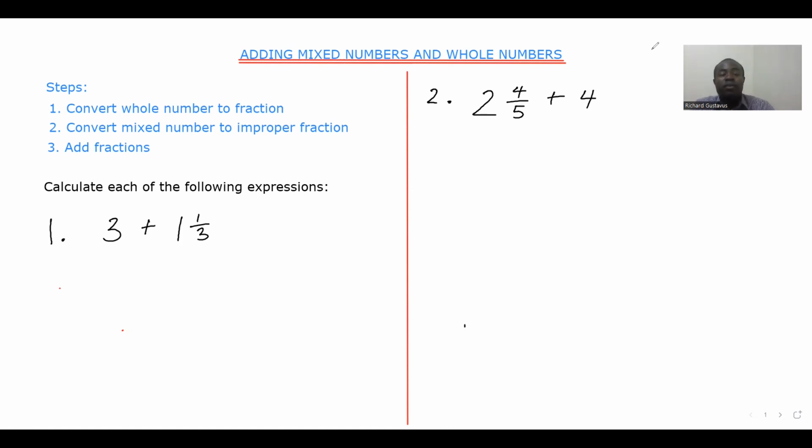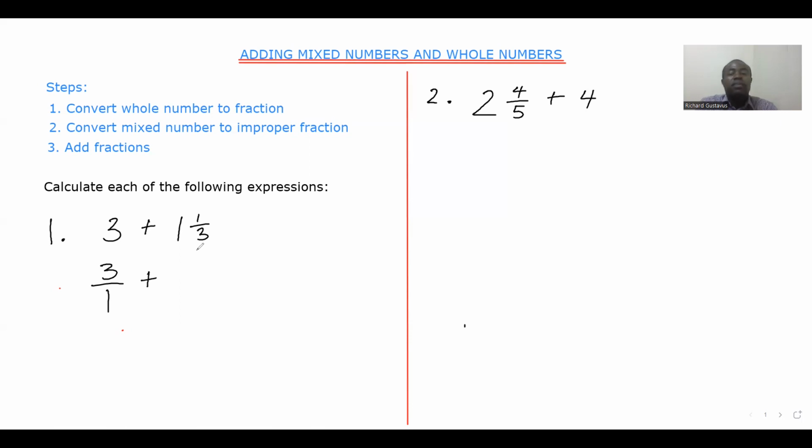Now, for method one, what we're going to do is to convert the whole numbers to fractions. If you look at this question closely, you see that we have a whole number of 3. So what we're going to do is divide 3 by 1. In doing so, it is now converted to a fraction. So it's 3 over 1. Then we put back our operator, which is addition.